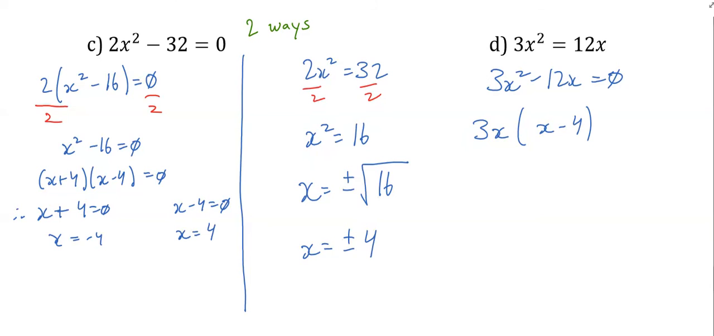Okay? This means 3x is 0, or x minus 4 is 0. Divide both sides by 3. You don't have to show this step, but you have to remember to do it. So x equals 0, and this one is x equals positive 4. We have one more example to do. Is everybody okay? Ready to move on to the next, last one?